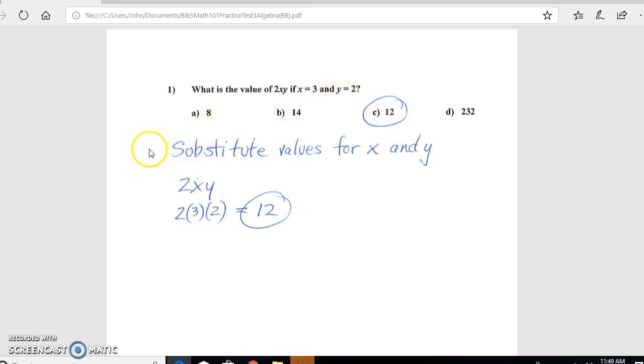So the first thing we want to do is substitute the values for x and y into the expression. So we have 2xy, and so we're going to substitute the 3 for the x and the 2 for the y. So it becomes 2 times 3 times 2. And when we multiply these three together, we end up with 12, which is our answer.